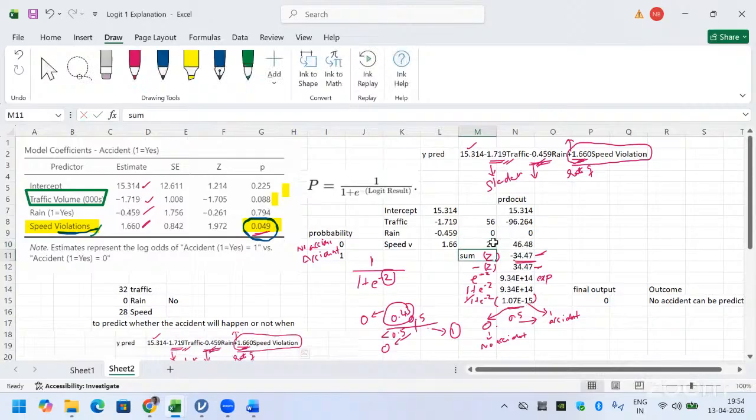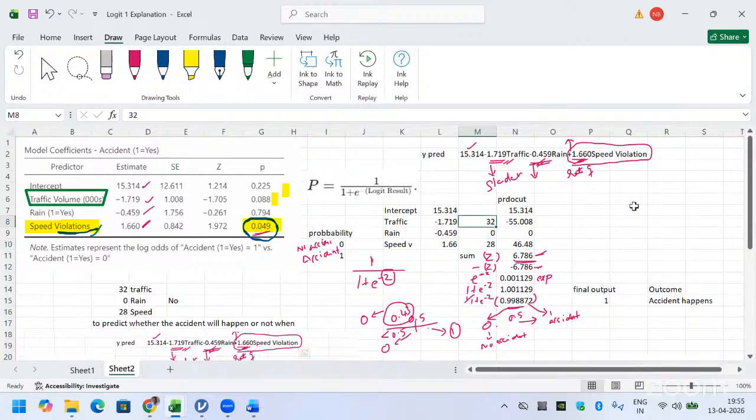Okay, in that circumstance, one more good observation is here. As traffic volume is increasing, it is nullifying the effect of the speed violations. Earlier it was 32, because of that we got 1. As traffic volume is negatively impacting that variable, it is nullifying the speed violation also. Out of 56,000, if there are only 28 vehicles deviating on speed, the chances of accident happening are somewhat less.